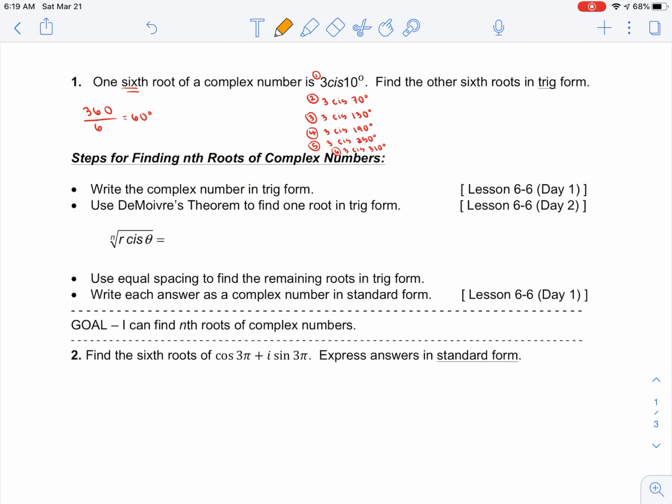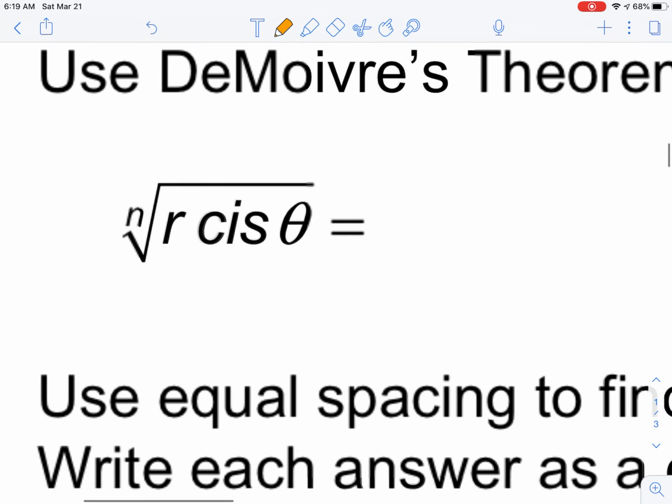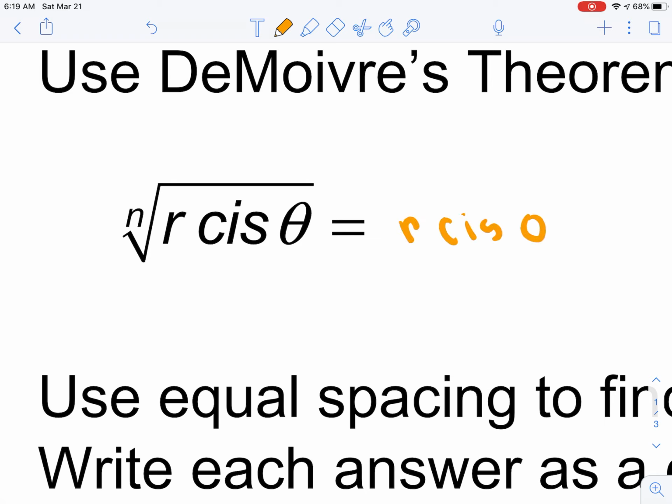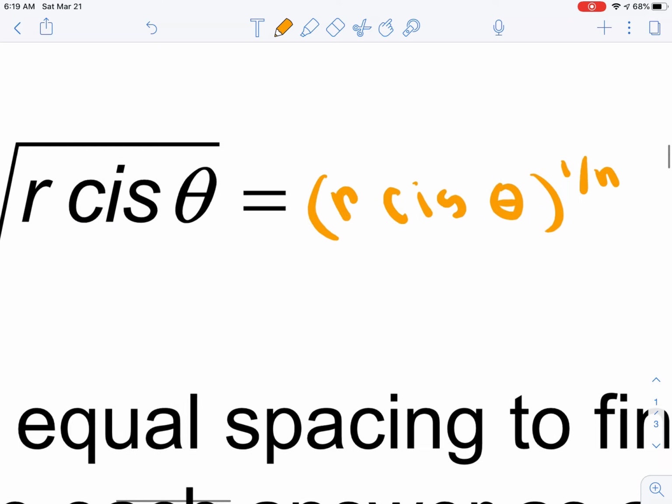So what we're going to be doing today is starting off by getting a complex number and writing it in trig form. So that was our day one materials. We're then going to use de Moivre's theorem to find one of the roots in trig form. Now note, this looks different than the de Moivre theorem that you learned. But if you rewrite this, keep in mind that this is r cis theta to the 1/nth power, right? Because this is a root number, so if I swing it around, I would write that as 1 over n.